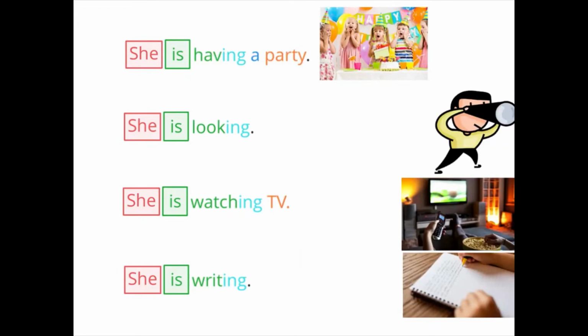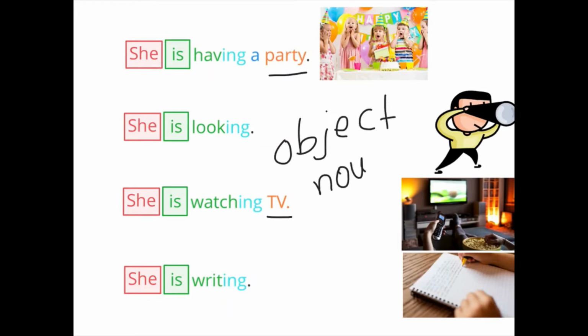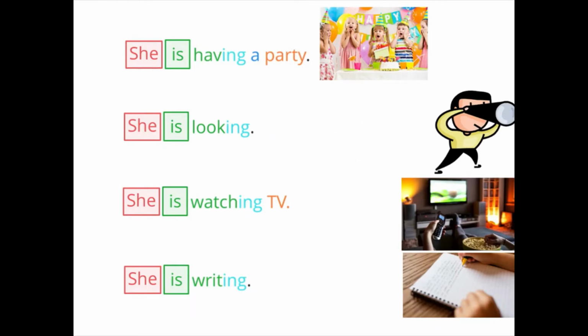With these next 4 verbs, I want you to see how 2 of these sentences have an object. Party is in orange, that is an object. TV is in orange, that is an object. Remember that an object is a noun that is not the subject of the sentence. Some verbs need to have an object after them, and some verbs do not.